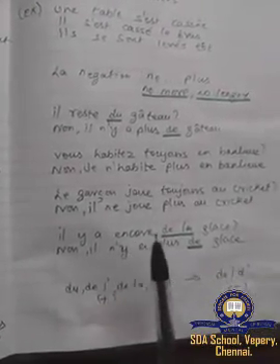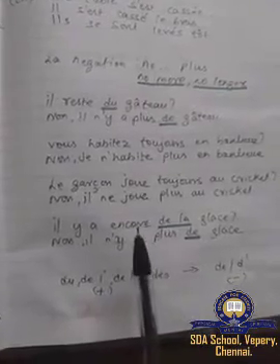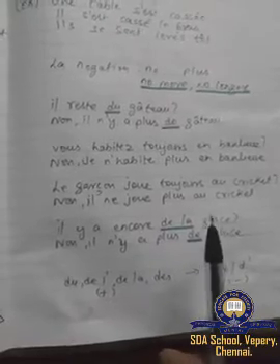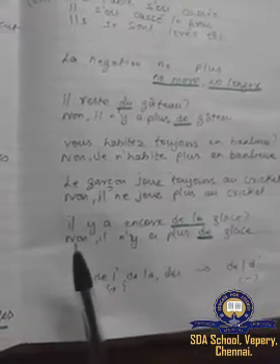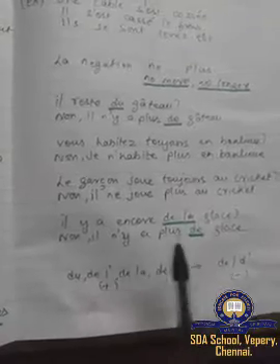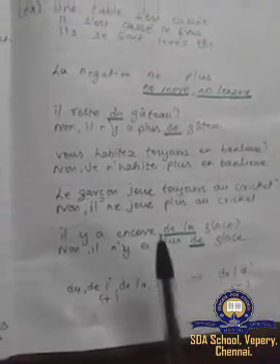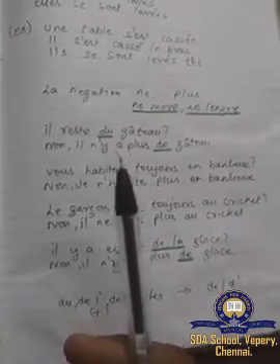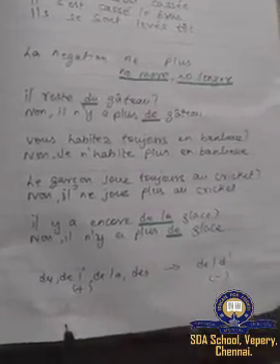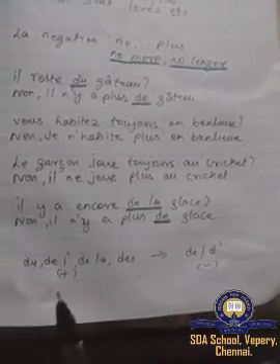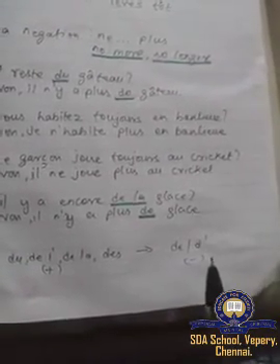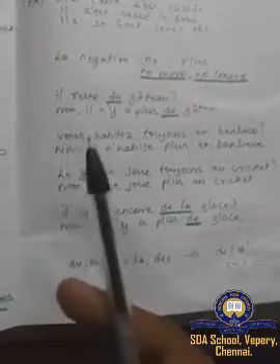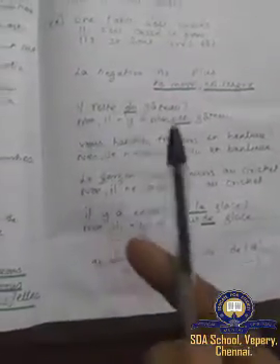Il y a encore de la glace. Encore means still. Is there ice cream? Is there ice left? No, il n'y a plus de glace. There is no more ice. De la becomes de. I already told you, if the partitive article is in the positive sentence, you have to change it in the negative form. I have written here: these articles, if they are in the positive sentence, you have to change into this article in the negative form. That's all, the negative formation, ne plus.